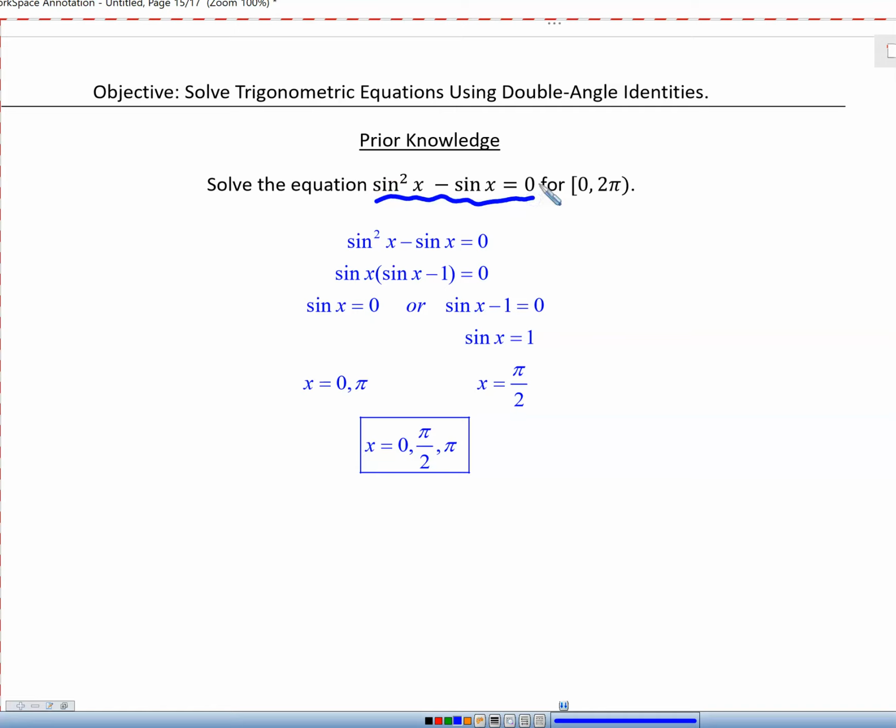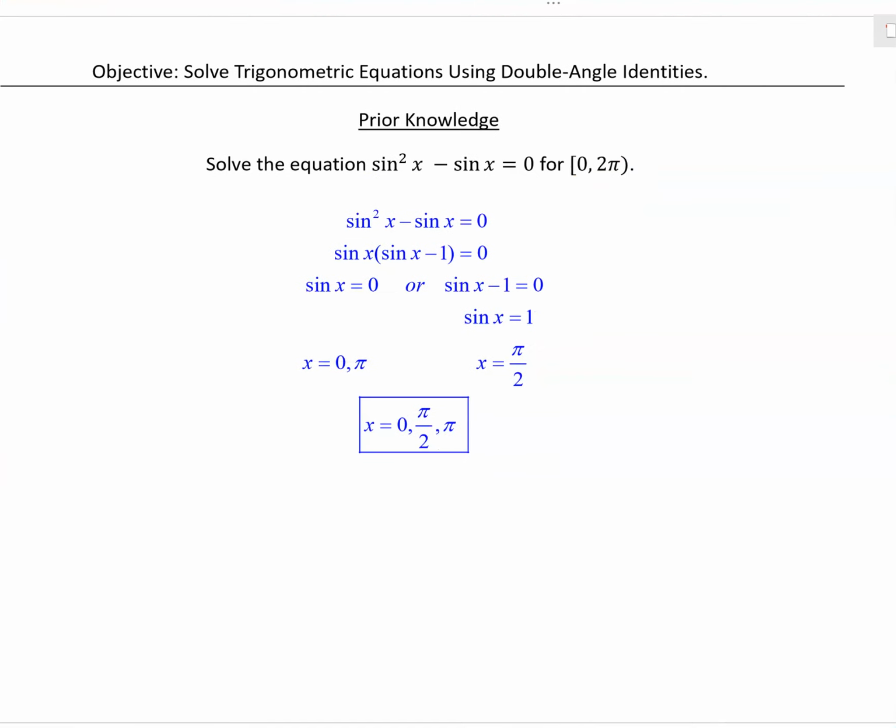So we have this equation, sine squared x minus sine of x equals 0, and we have a common factor of sine of x, which leaves us sine x times sine x minus 1. Then we can use our zero product property and then use our knowledge of the unit circle to find the angles that have those sine values, over our interval from 0 to 2 pi radians. So it'll be very similar after we replace our double angle with something from our identities list.